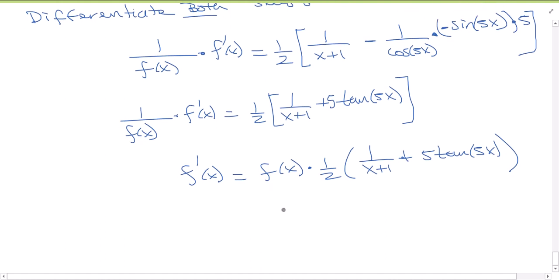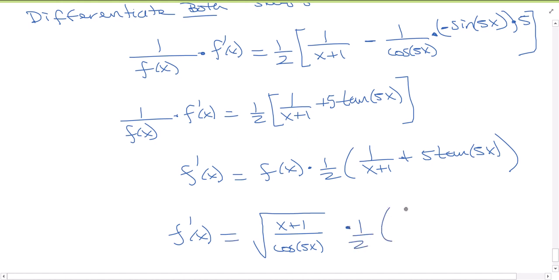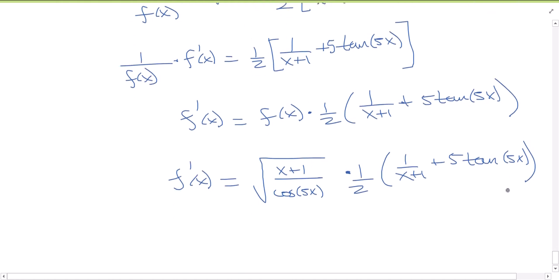And what was f of x? F of x was our original function. So my final answer is going to be replace the f of x with what it was, which was the square root of x plus 1 over cosine 5x. And then you're going to have times, I guess you could put that 1/2 at the front. I'm just going to leave it the way that I have it here. Phew! So that will be that derivative.